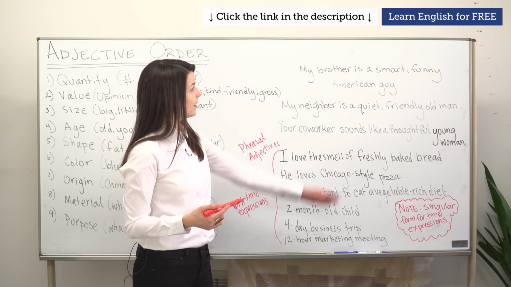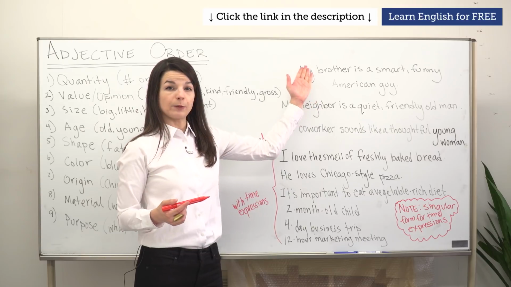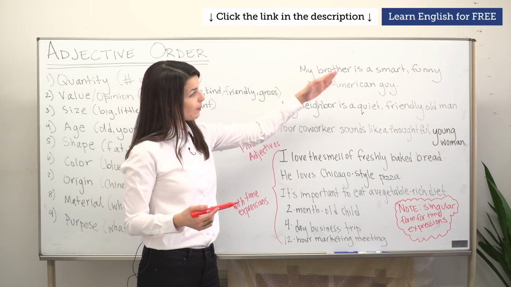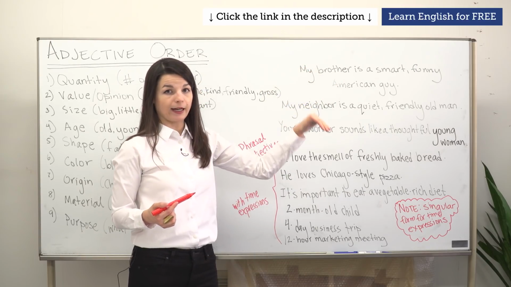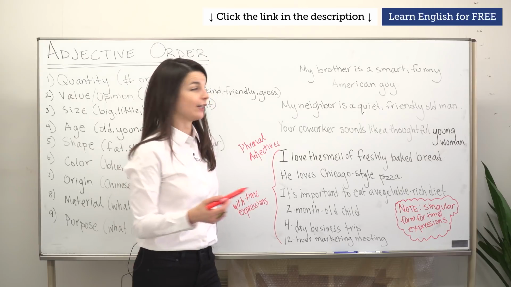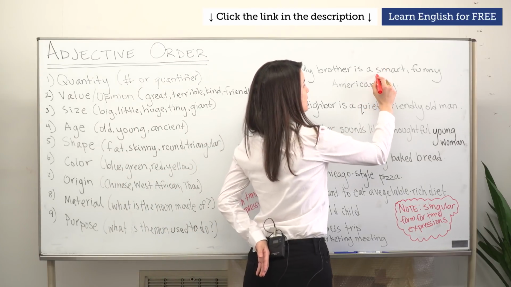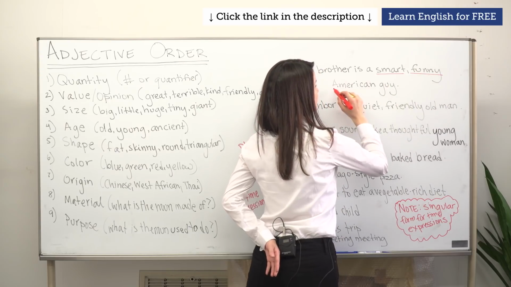Okay, first one, my brother. So my noun here is my brother. My brother is a smart, funny American guy. Here I have 3 adjectives in this sentence. My brother is smart, funny, American.